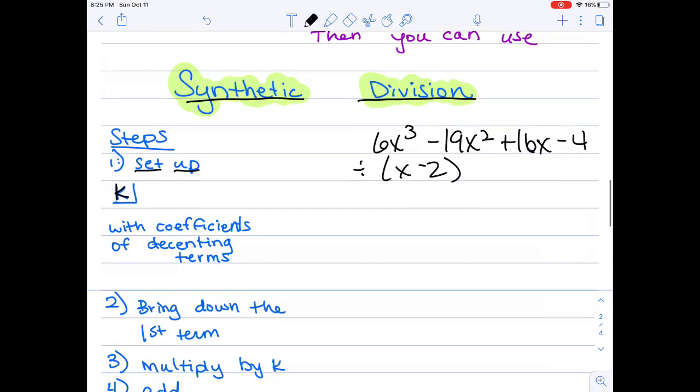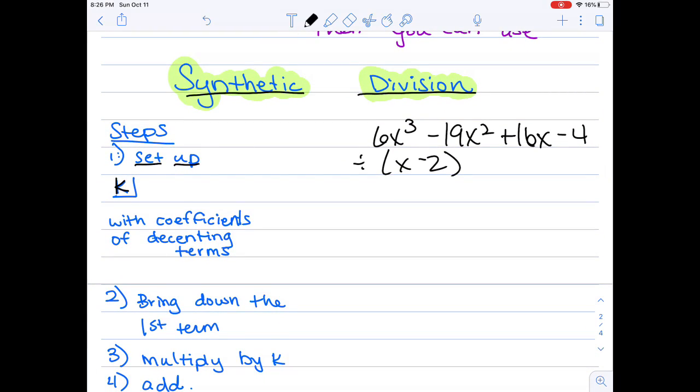So if we're going to use synthetic division, here is how we would do it. We're going to check our divisor. Do we have it in x minus k form, which this is? Our value for k is 2. It's whatever comes after the minus sign. So again, if you saw x plus 2, it'd be a negative 2.